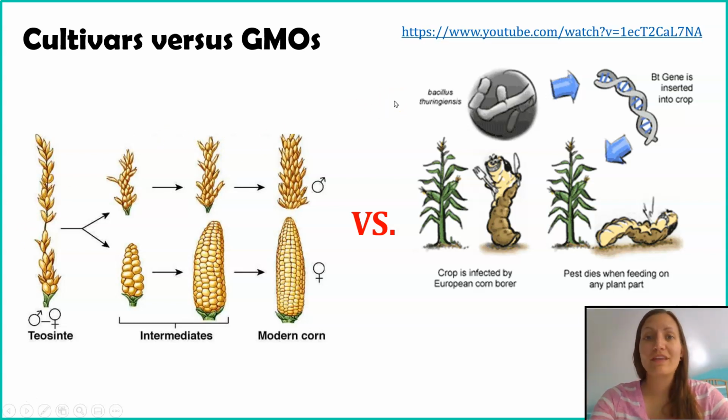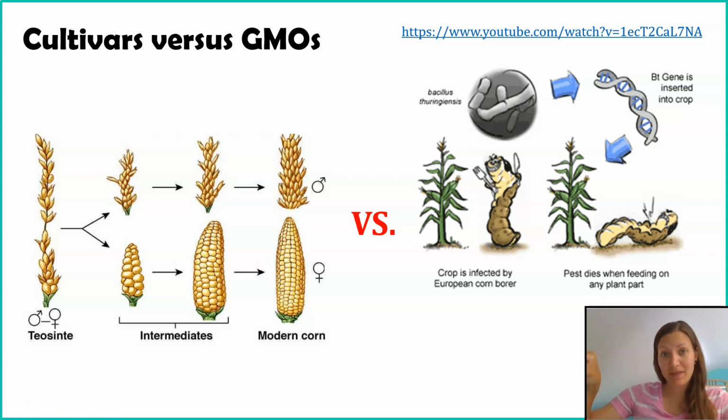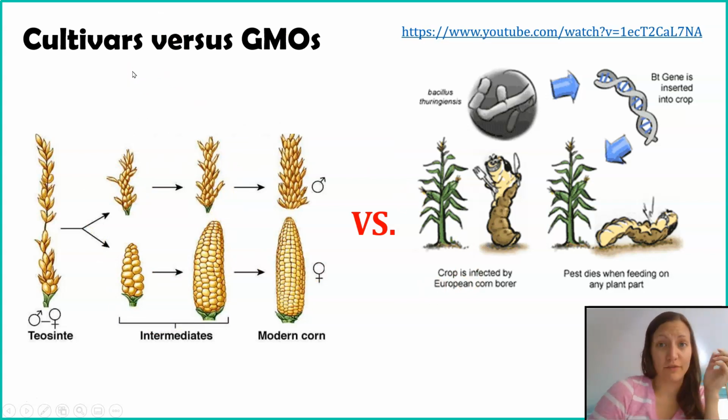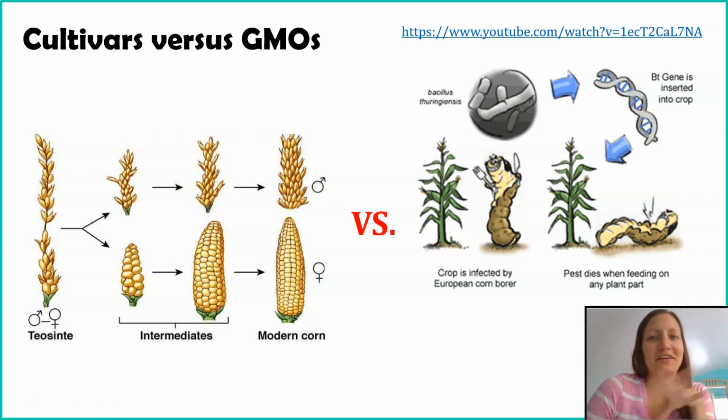A GMO, for the definition of this class, is when we take DNA from a different organism and put it in another organism. And I emphasize this because some people, and we're going to talk about this in a second, some people consider everything you see on this screen a GMO. But in another video, we're going to talk about labeling laws and bans against GMOs. It is not against cultivars. There is not a debate of like, oh my God, cultivars are bad. Like, that doesn't exist.